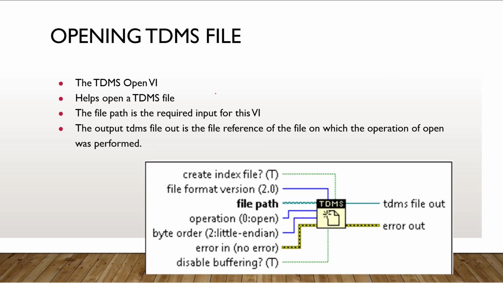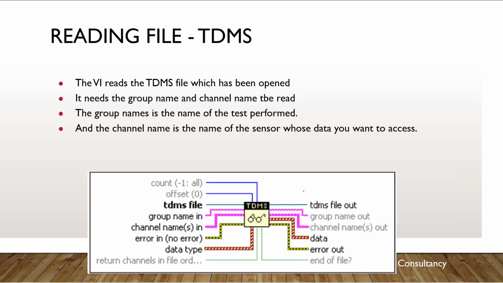So opening the TDMS file, you can use this block, okay? And again, there are various inputs that need to be given, and the file output you will get in the TDMS file format. The TDMS Open VI can be used, and it helps to open a TDMS file. The file path is required input for this VI. The output, TDMS file out, is the file reference of the file on which the open operation is performed.